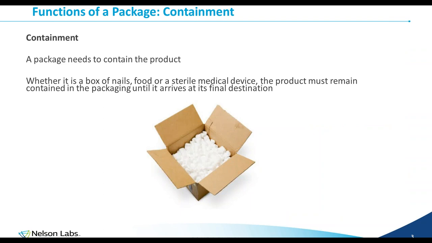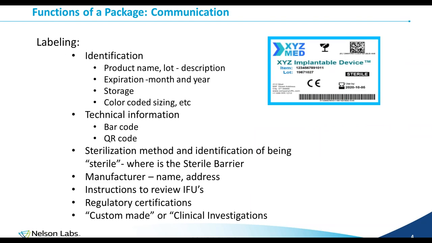The second function is containment. This is similar to protection, but even if you're shipping something that is non-fragile or non-sterile, it still needs a box to fit into. The next key function of a package is communication. In our case, this is the label on a medical device. It can have items such as product name, lot, description, expiration date, which we'll talk about later, storage conditions, it could have a barcode, QR code, what kind of sterilization it went through, IFUs, and any other type of communication that is needed in the operating room.